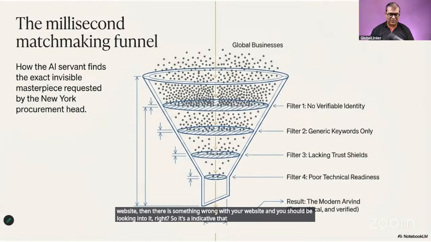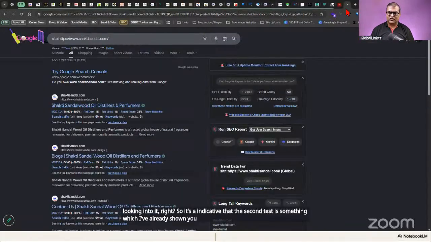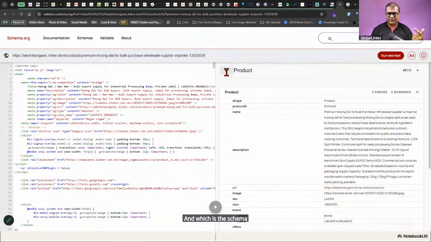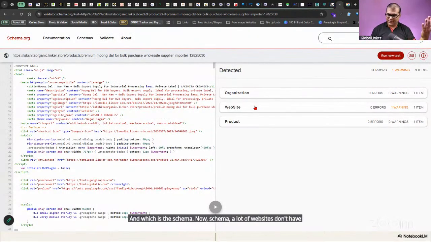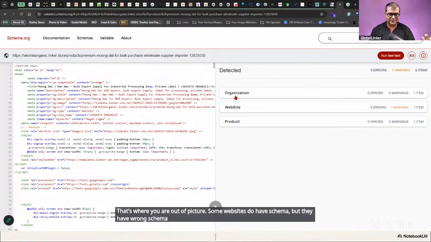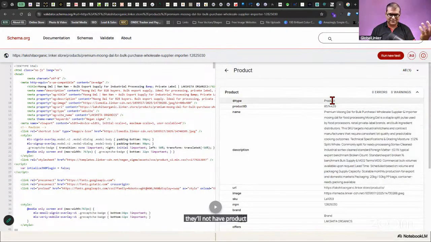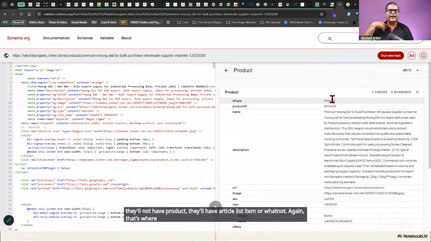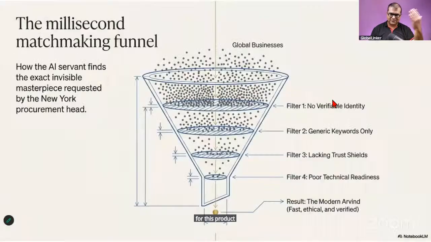The second test is something which I've already shown you, and which is the schema. Now, a lot of websites don't have schema. That's where you are out of the picture. Some websites do have a schema, but they have the wrong schema. Like they'll not have product, they'll have article, list item, or whatnot. Again, that's where you are deviating AI. So instead of telling it that I have this product, why not recommend me? You are saying, okay, I don't deal in this product. This is the article which I have written for this product.